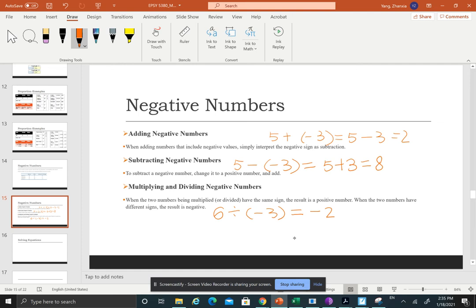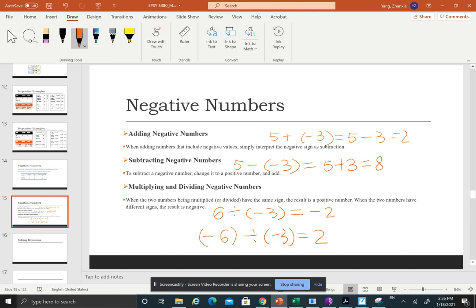On the other hand, if we have two numbers and both numbers are negative, for example, negative 6, I'm just going to parenthesize, divided by negative 3, since both numbers have the same sign, they will reach a result of 2, which is a positive number.